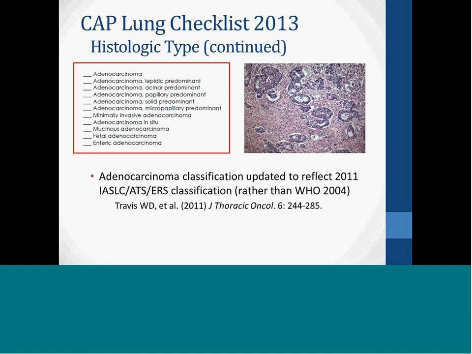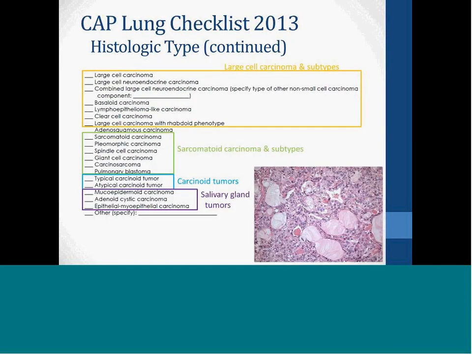This classification will also form the basis of the next WHO classification. Let's talk in more detail in a couple of slides about these changes, but just moving on for now through the other histologic types, large cell carcinoma and subtypes of large cell carcinoma have not changed. There's squamous carcinoma, squamatoid carcinoma and subtypes, carcinoid tumors, and salivary gland tumors, such as this example of a mucoepidermoid carcinoma, and these have not changed in the current iteration.